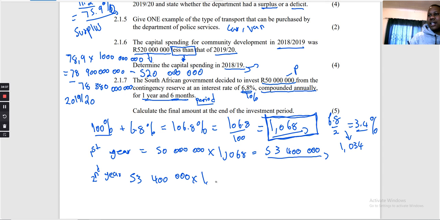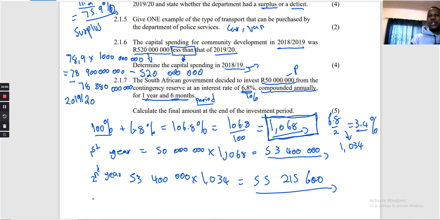53,400,000 multiplied by 1.034. 53,400,000 multiplied by 1.034 gives us 55,215,600. That is going to be the amount after the whole year.